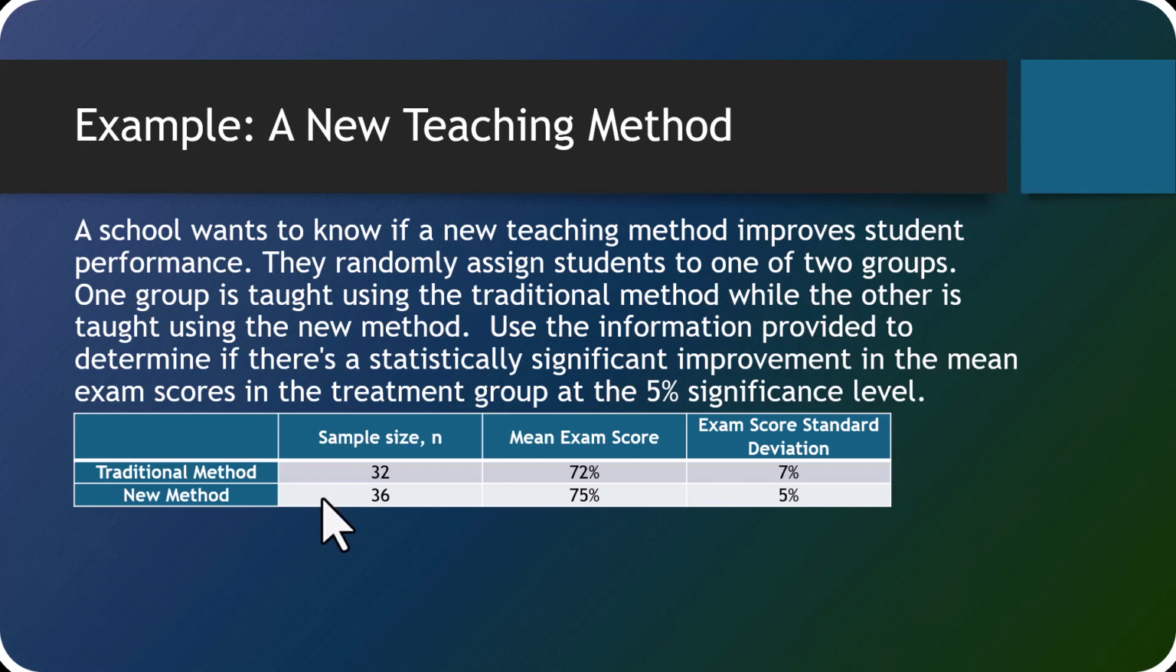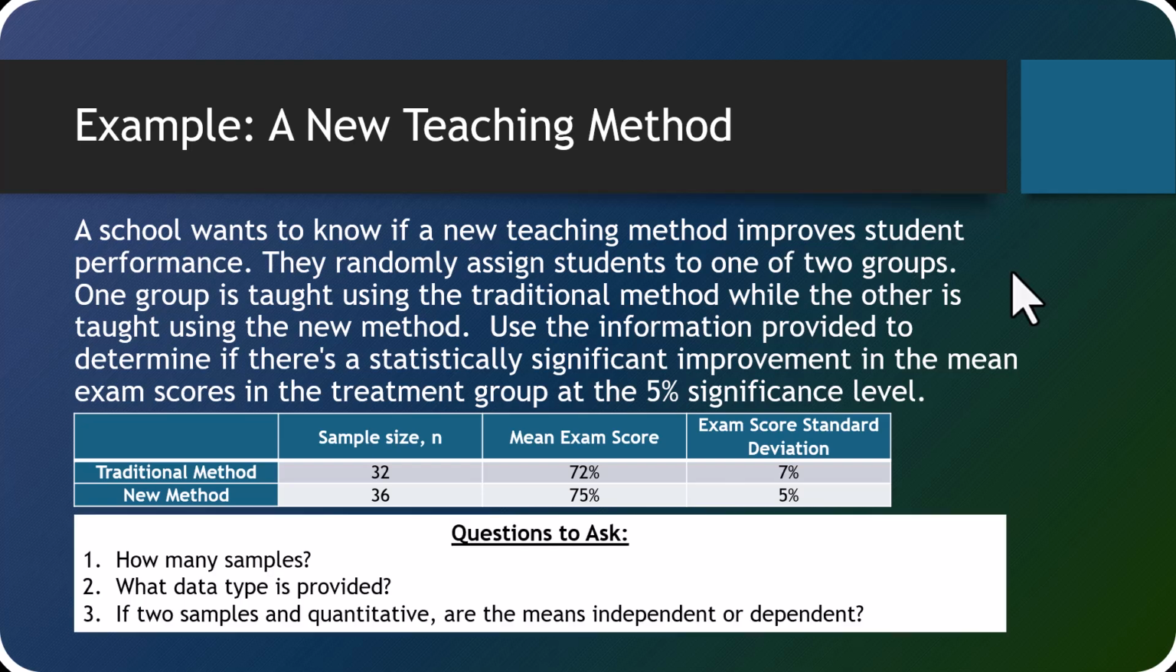So down here you can see we have some data. There were 32 students who were taught using the traditional method. They scored a mean exam score of 72% with a standard deviation of 7%. The students who were taught using the new method, there were 36 of those students. They had a mean exam score of 75% with a standard deviation of 5%. So let's answer some questions about this problem.